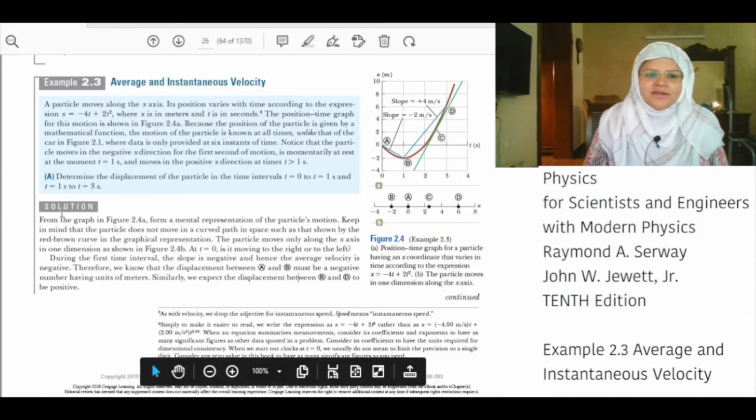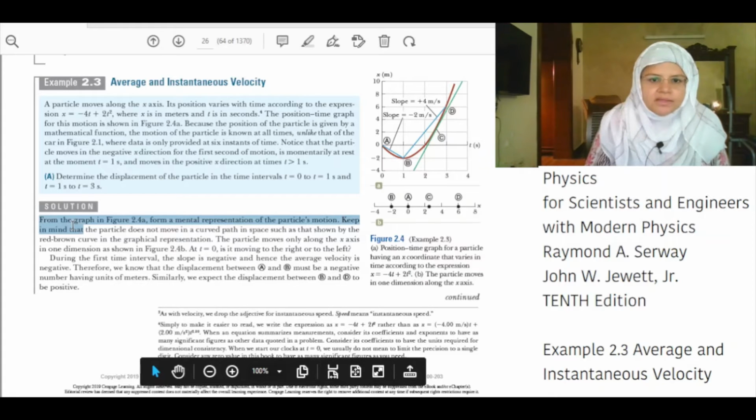From the graph in figure 2.4a, form a mental representation of the particle's motion. Keep in mind that the particle does not move in a curved path in space such as that shown by the red-brown curve in the graphical representation. The particle moves only along the x-axis in one dimension, as shown in figure 2.4b.